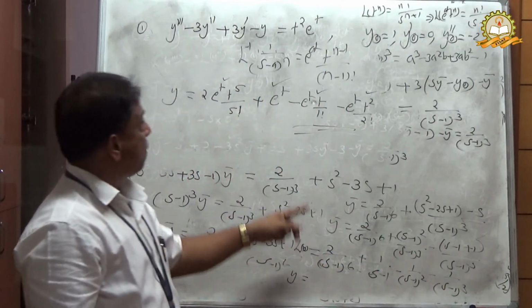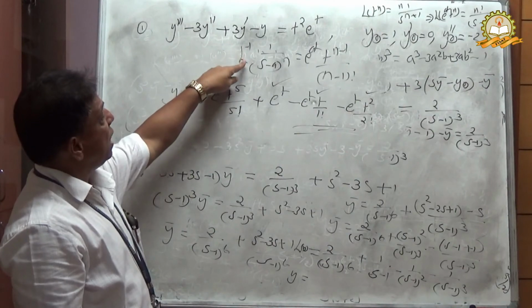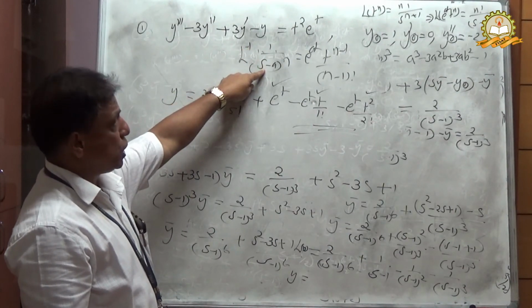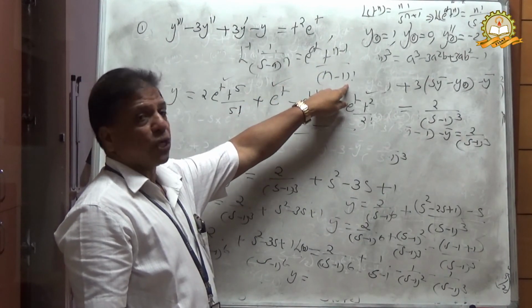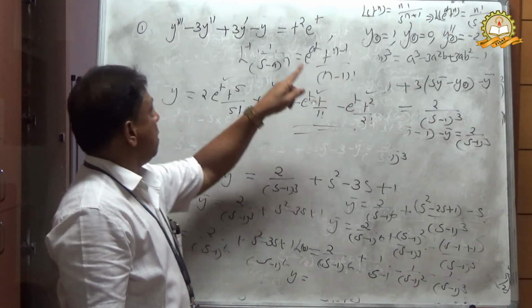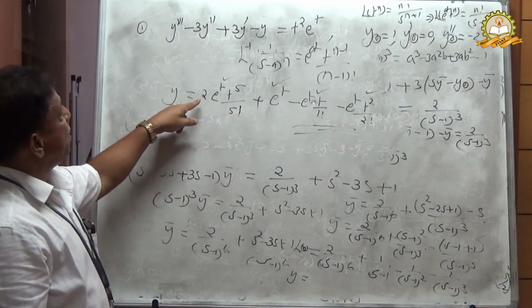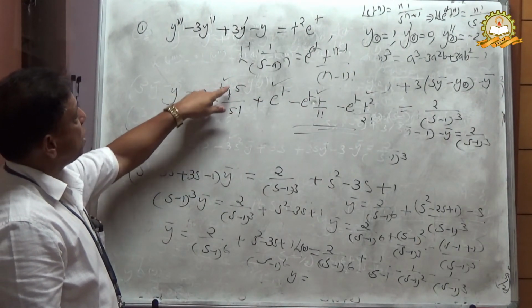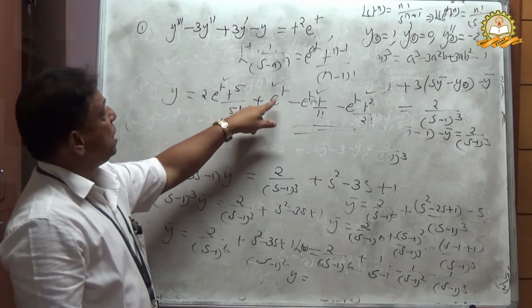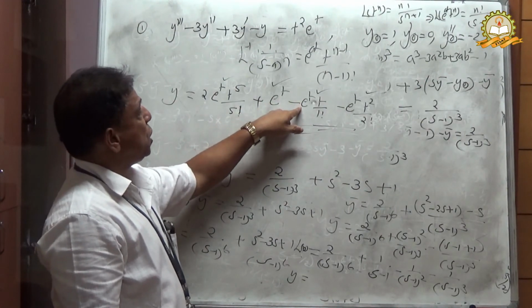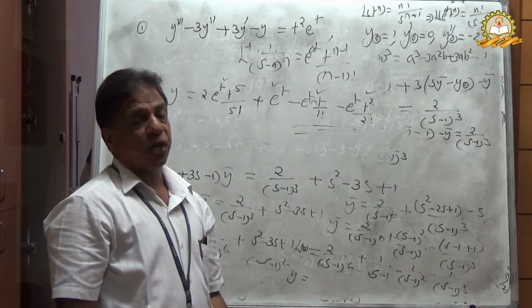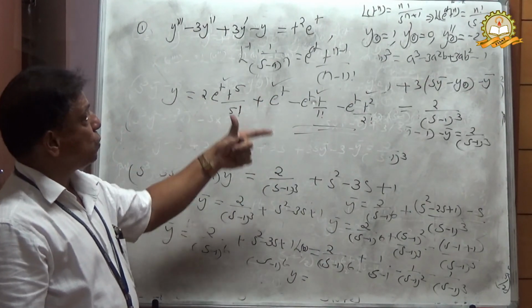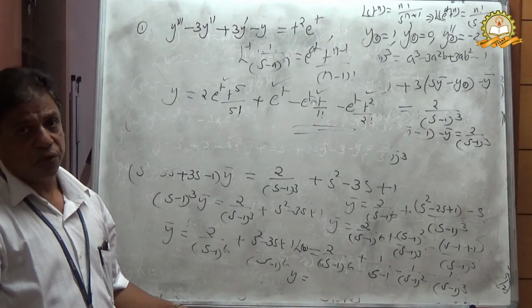Then applying the standard formula, L inverse of 1 by s minus a whole raised to n is equal to e raised to at into t raised to n minus 1 by n minus 1 factorial, using the first shifting property. By using that formula, we get 2 into e raised to t into t raised to 5 by 5 factorial plus e raised to t minus e raised to t into t by 1 factorial minus e raised to t into t square by 2 factorial. This is the method to solve the given ordinary differential equation. Okay, thank you.